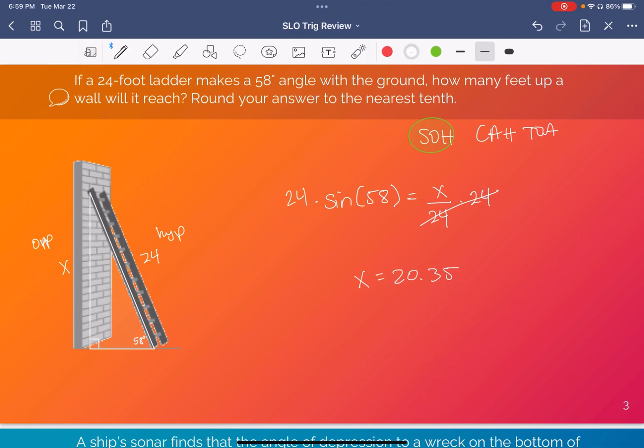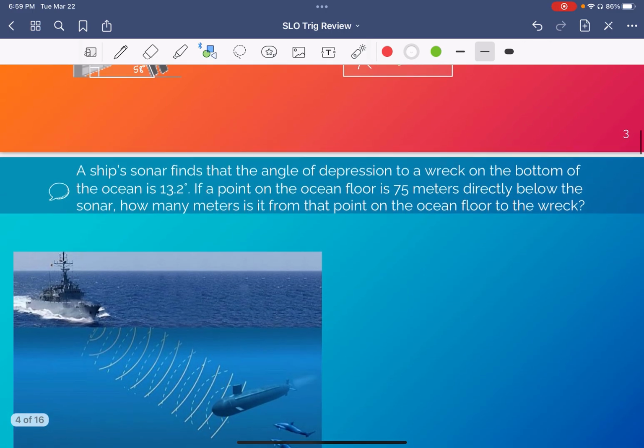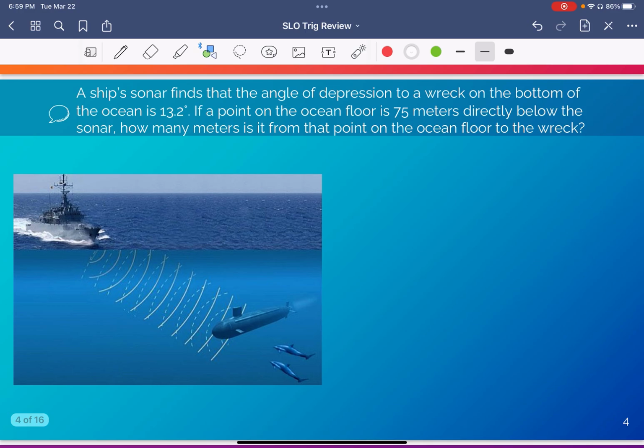But this says round to the nearest tenth, so that would be 20.4 as our final answer. Okay, here's the next one. A ship sonar finds the angle of depression to a wreck on the bottom of the ocean is 13.2 degrees. If a point on the ocean floor is 75 meters directly below the sonar, how many meters is it from that point on the ocean floor to the wreck?